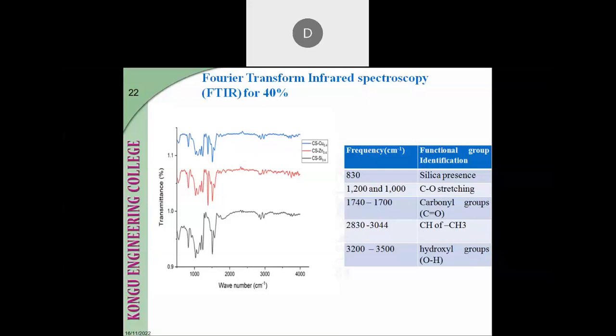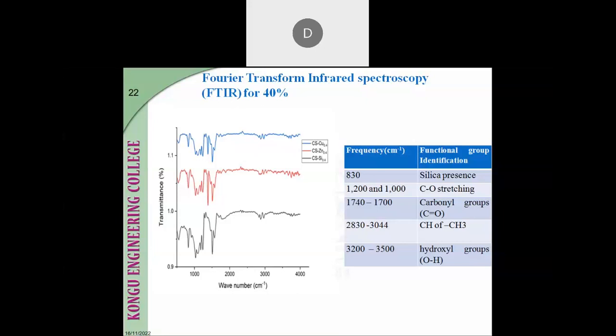The detected peaks which extended from around 1100 to 1300 indicate the presence of silica crystal, and also the C-O stretching, and around 830 the presence of silica metal also resulted. So this is about the FTIR.